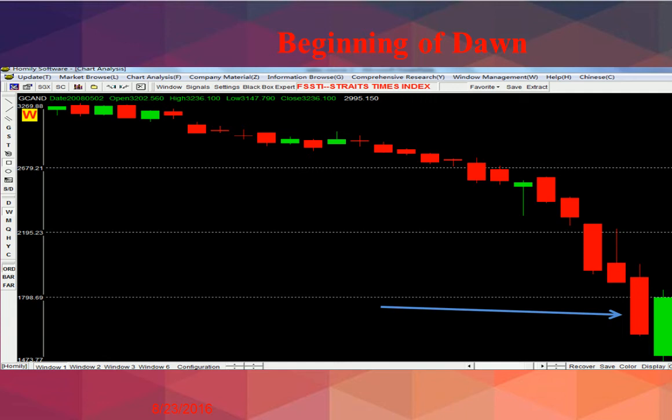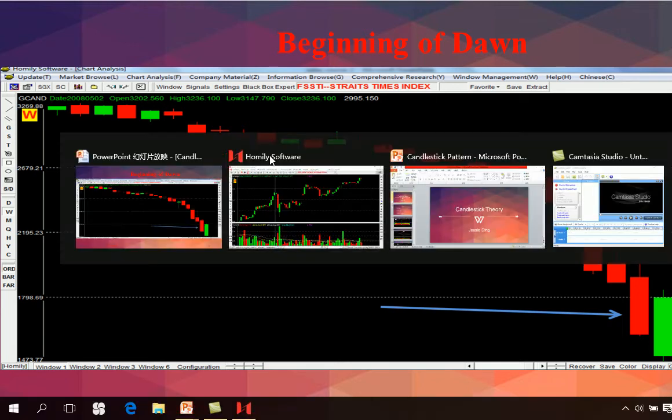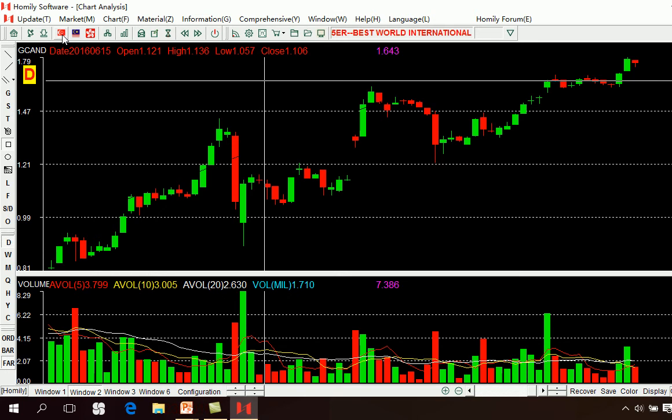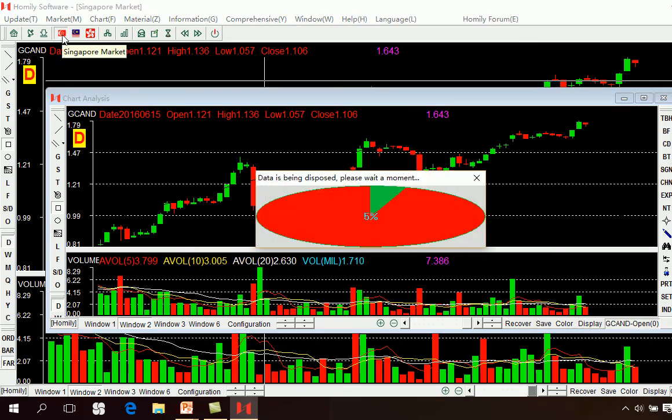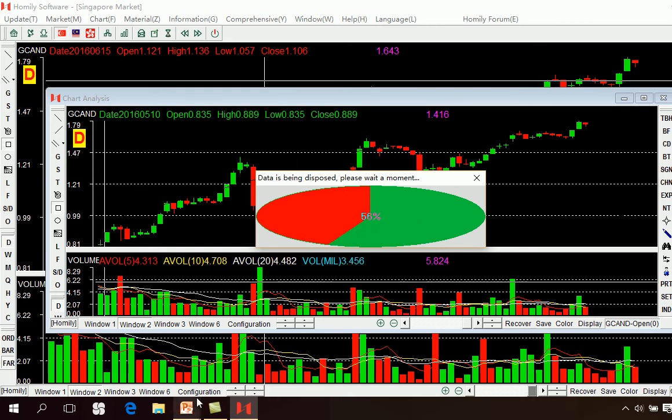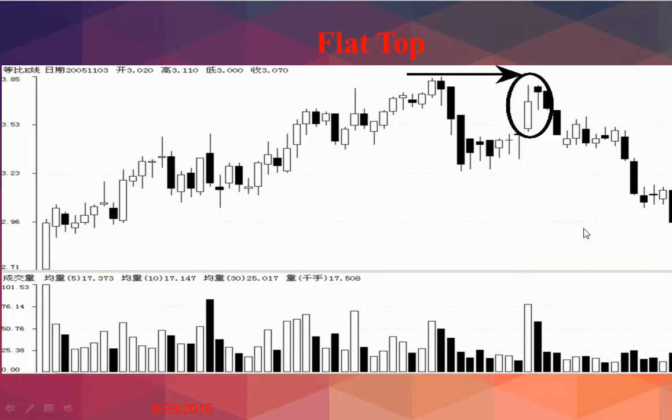So we can see some examples. Then every day we can click Singapore market and find some high volume stocks. Then later I will show you how to select the strong ones, how to pick some stocks, okay? So you can see this one.